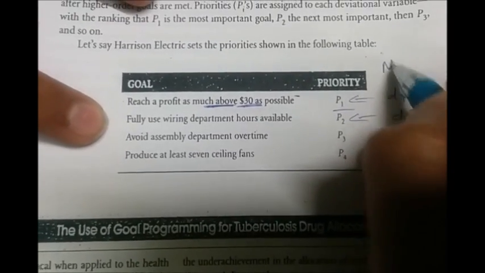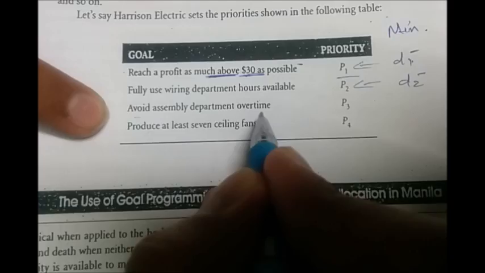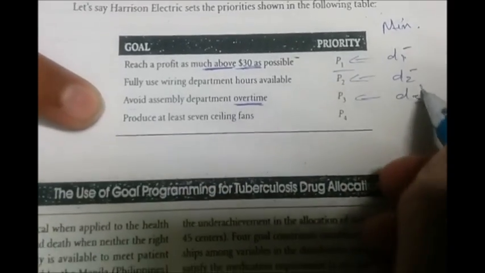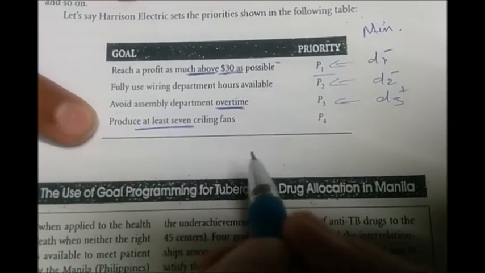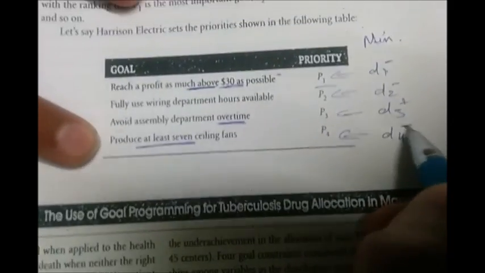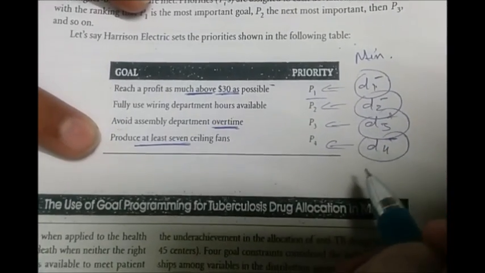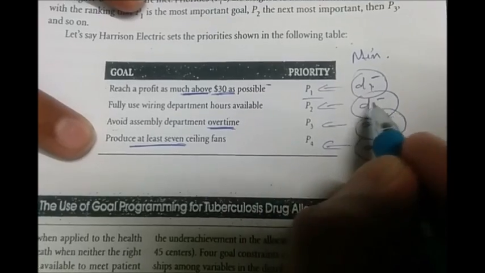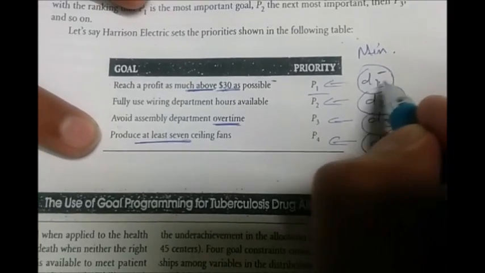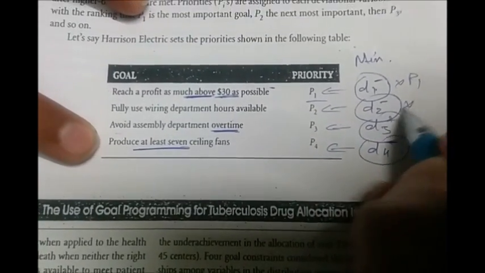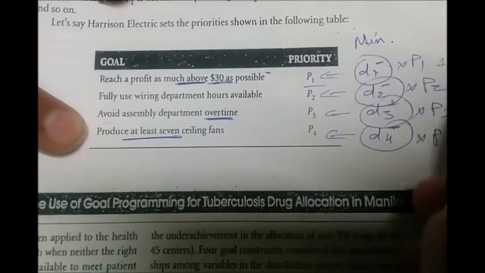What I am writing here are what we need to minimize. Now, the third is avoiding assembly department overtime. That is, we need not do any overachievement in this particular resource. And the last is to produce at least 7 fans. We can produce more, but not less than. So there should be no underachievement of my goal. Now these are what I need to minimize, but the priorities associated with them are P1, P2, P3, P4. So what I will actually minimize is D1 minus into P1, D2 minus into P2, D3 plus into P3, and D4 minus into P4, and the addition sign will be there.